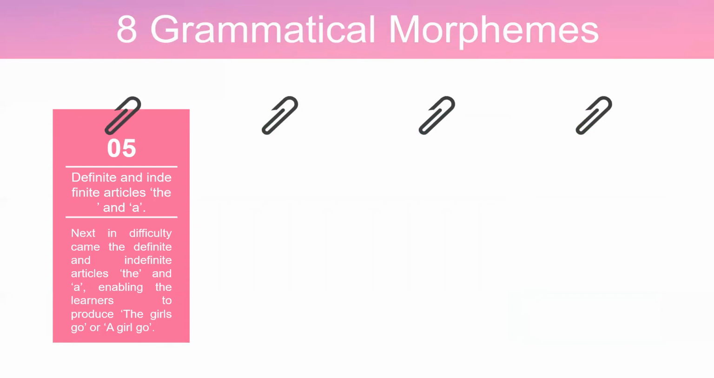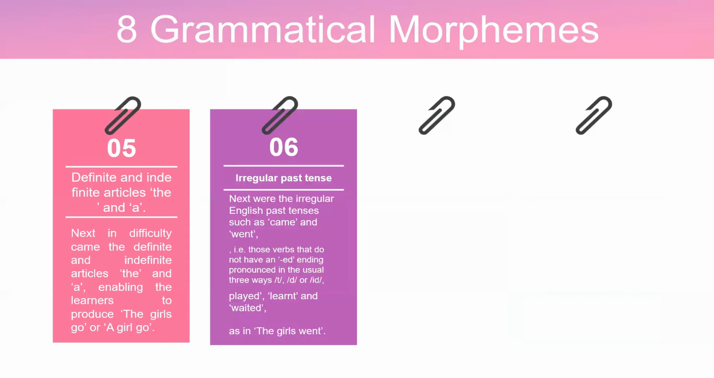5. Definite and indefinite articles the and a. Next in difficulty came the articles, enabling the learners to produce the girls go or a girl go. 6. Next were the irregular English past tenses such as came and went, those verbs that do not have an -ed ending pronounced in the usual three ways, t, ed or id: played, learned, and waited, as in the girls went.